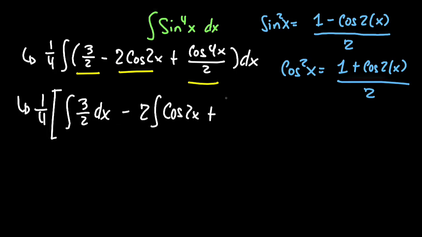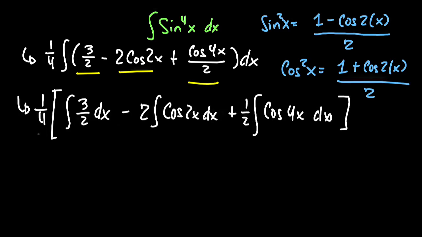Plus the integral of cosine of 4x dx over 2. But since this is a constant, we can put it outside the integral again. So this would be 1/2. Remember that it is all multiplied by 1/4. We just put it there. So since we can easily integrate this, let us leave this alone first and focus on this second part, which is the integral of cosine of 2x dx.